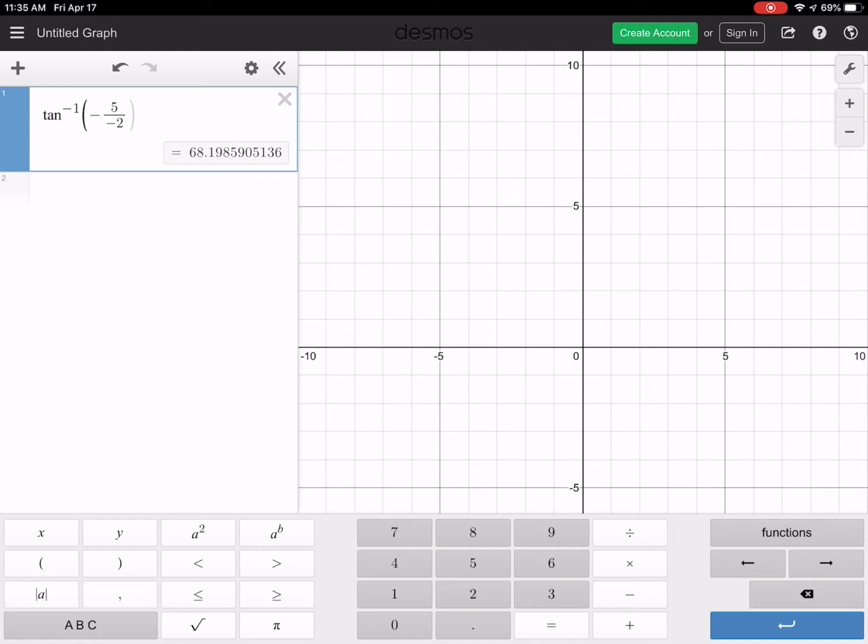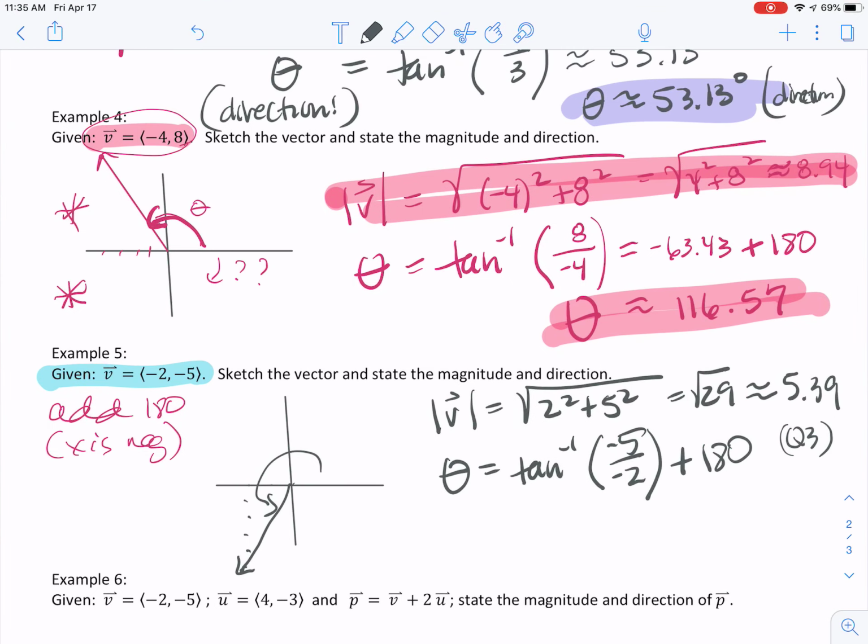Okay, and when I do that, I get 68. Well, that does not look like 68 degrees. So this is where I need to go plus 180 and see if this looks like 248.20. Let's look. We got that theta is approximately 248.20. Guess what? All this way around is more than 180. So those answers make sense. So here's the magnitude and here's the direction.